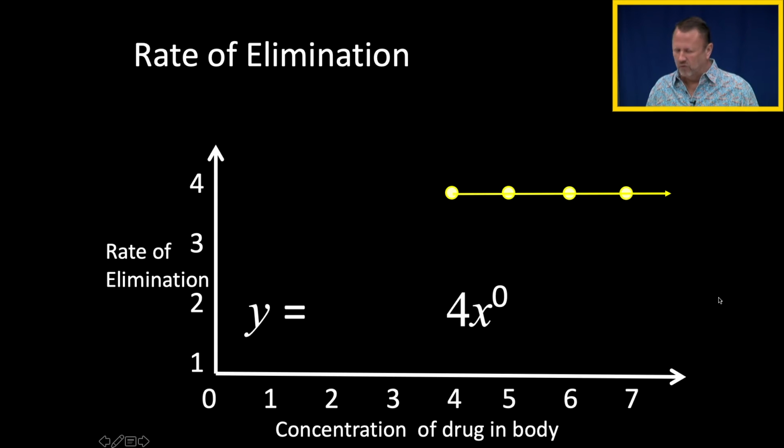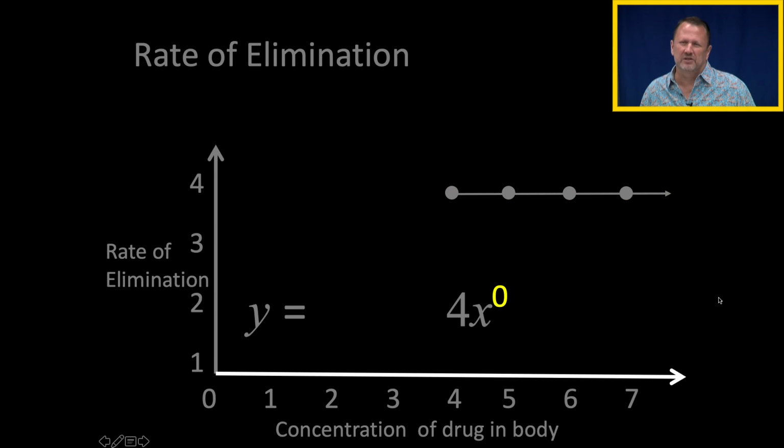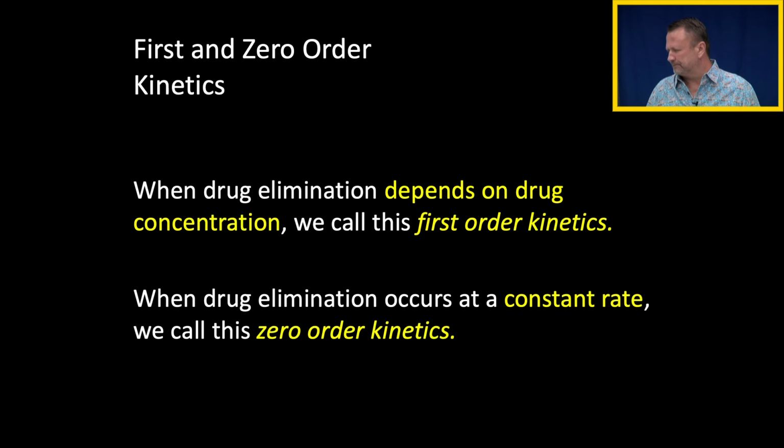And that little 0, that x to the 0 power, that's where zero order processes come from, because something to the 0 power is equal to 1, and it's the constant that's times the x to the 0 power. So when something's constant, we can consider it a 0 order process. And so that's what those things mean.